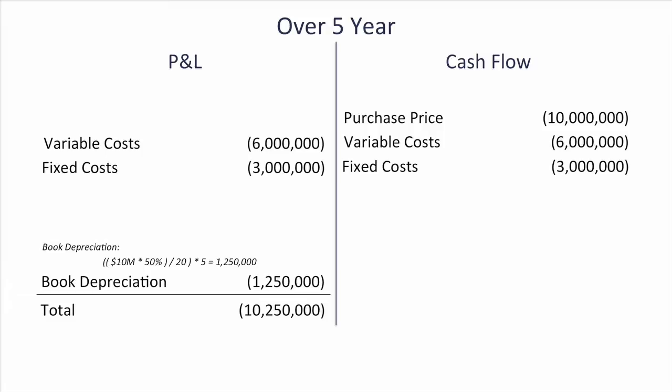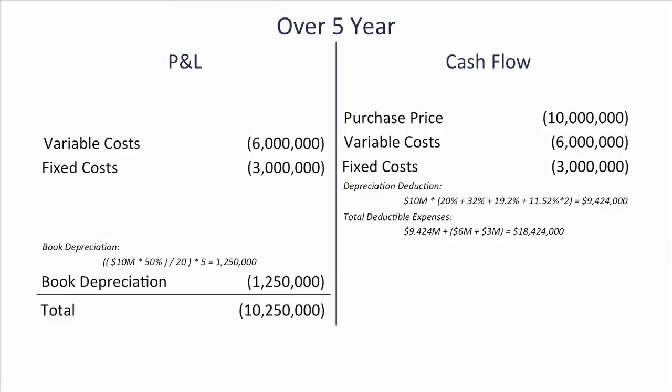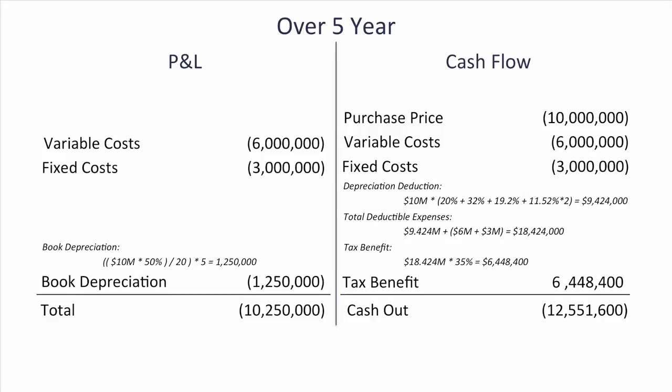Over the 5 years in the cash flow analysis, the total deductible expenses will be 18.4 million. That gives you a tax benefit of 6.4 million. So again, over the 5 years for the cash flow analysis, we've got a cash out of 12.5 million. So you can see that between the cash flow analysis and the P&L analysis, there is a significant difference over the 5 years.